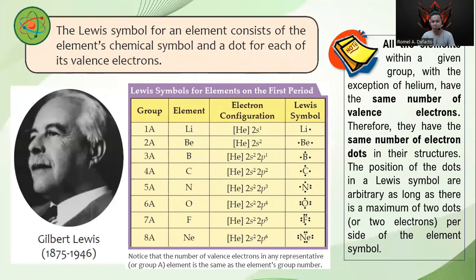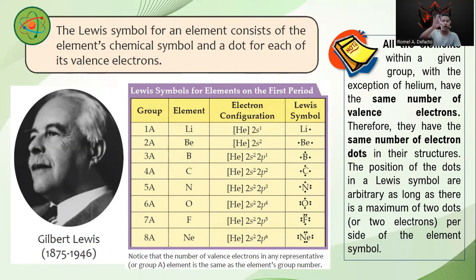Now, remember that all the elements within a given group, with the exemption of helium, have the same number of valence electrons. Just like what I emphasized a while ago, all of the elements under group 1A have only one valence electron. All of the elements under group 7, 7 also, and until group 8A. Therefore, they have the same number of electron dots, just like what you see here on the screen. But the position of the dots in a Lewis structure is arbitrary as long as there is a maximum of 2 dots per side of the element.